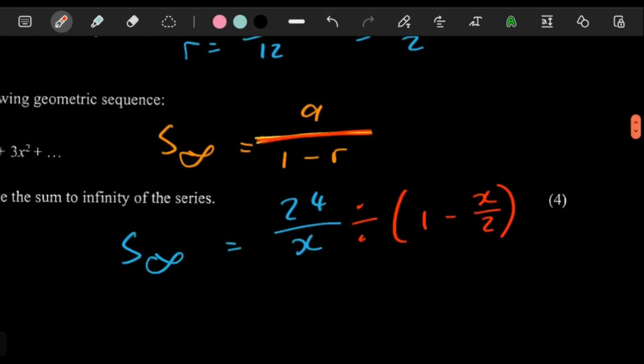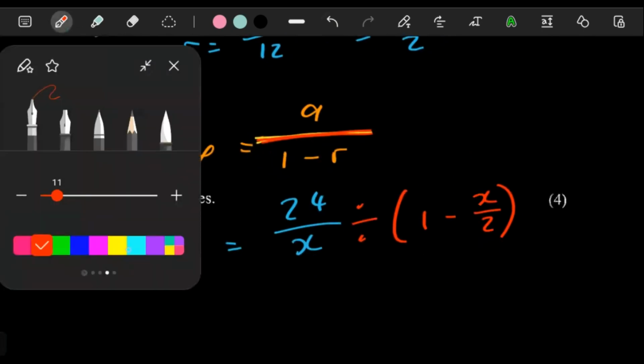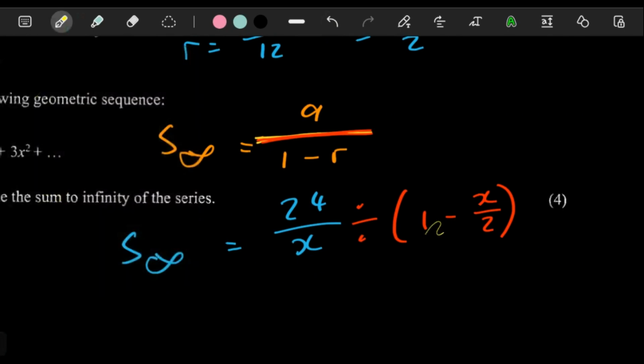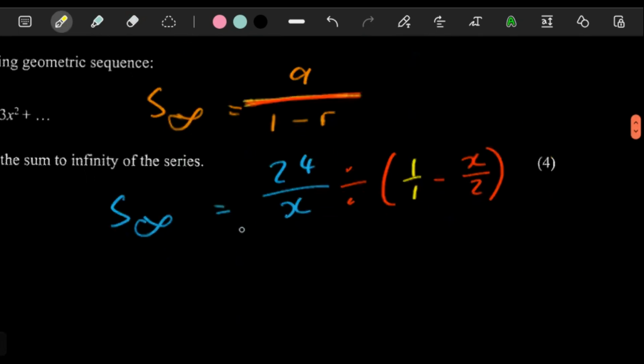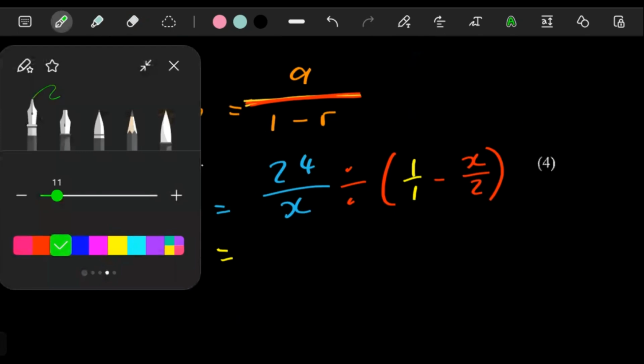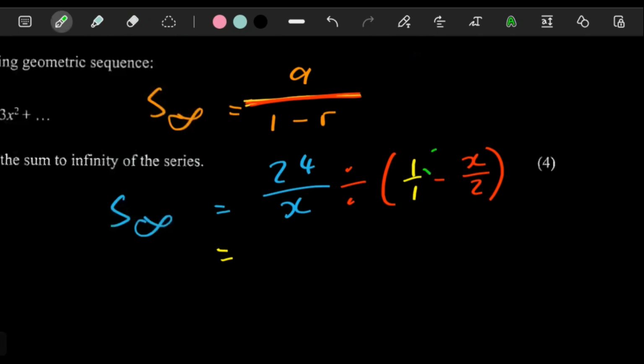The reason I've done this is because, to make our lives easy, this is just 1. Since this is a fraction, this is also a fraction, it's better if we put this as 1 over 1. Before you can flip and multiply, what you want to do is make this one fraction. So you have to get an LCD in there. The LCD is just going to be a 2. So you see here, times 2 over 2.